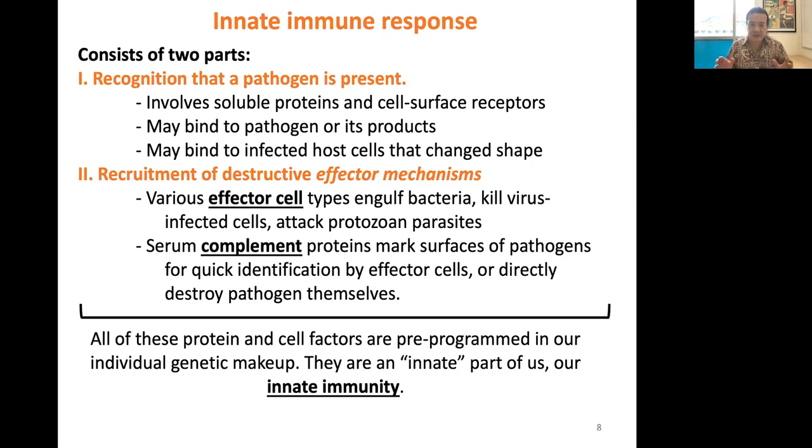For all of these protein and cell factors, the important thing to keep in mind is that they are pre-programmed in our individual genetic makeup, right? They are the result of certain genes that code for these proteins to be selected for over millions of years of evolution, because they're very good at being the right shape to recognize generic targets. And so that's why we say, because we are born with them in our genome, they are an innate part of us, right? And therefore they are part of our innate immunity.